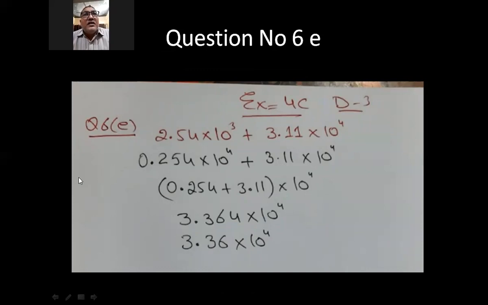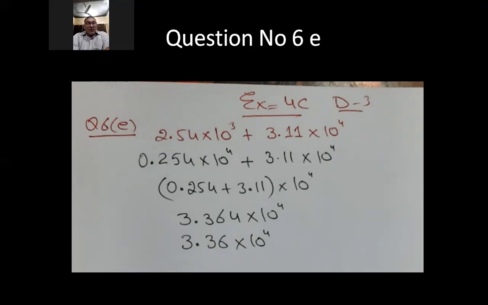Okay. Now this E part, I want you to learn this without the use of calculator, because most of the times I have seen these kind of questions, they come in the paper 1. If this comes in the paper 2 and you are allowed to use the calculator, then it's very simple. On your calculator, you will write 2.54 expo 3 plus 3.11 expo 4 equals to, and you will get the answer. That's very simple. But I have seen these questions in paper 1 where the calculator is not allowed.